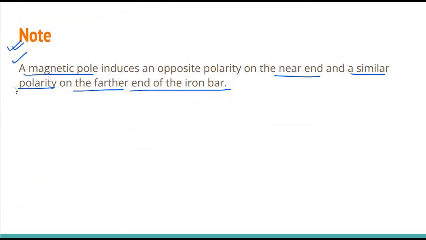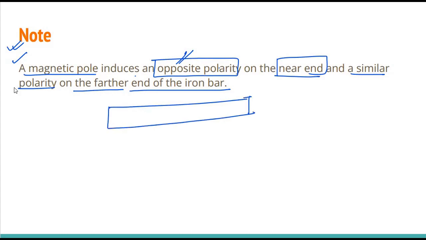A magnetic pole induces an opposite polarity on the near end. So on the near end, an opposite polarity is induced. Suppose you have a bar magnet, a real strong magnet. You take an iron pin, and obviously it will get attracted to the magnet. Now this pin has acquired induced magnetism by the process of magnetic induction.